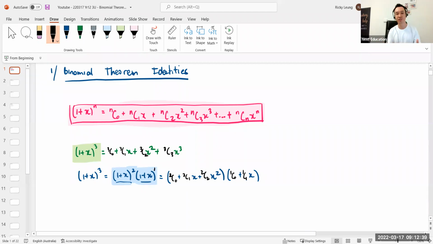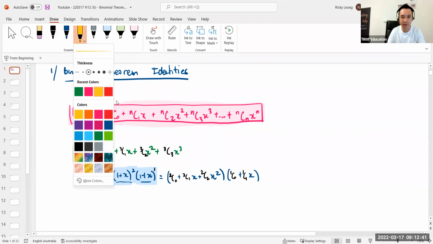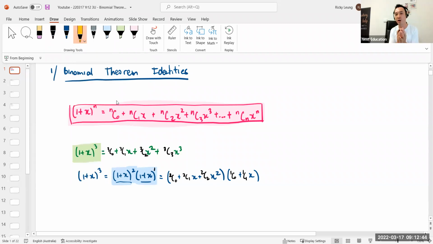What if I now asked you, let's use a different colored pen, to find me the coefficient of x squared? X squared is over here, and the coefficient of x squared in this case is that black term there, 3c2.